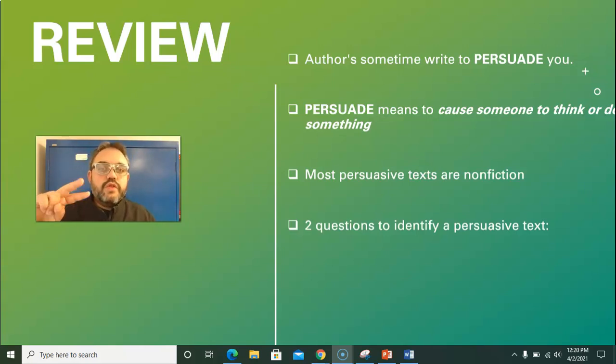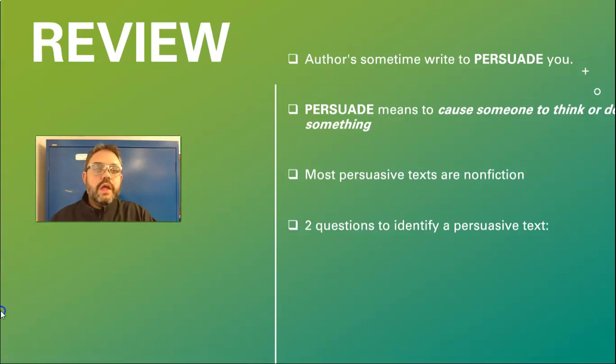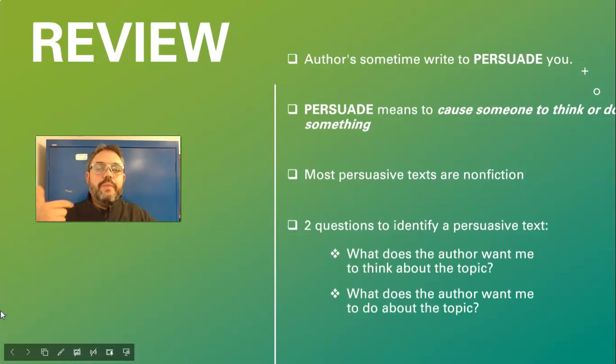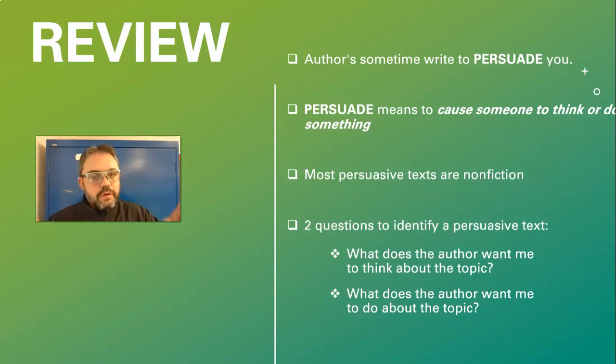We talked about the two questions used to identify a persuasive text, and those are, what does the author want me to think about the topic, and what does the author want me to do about the topic? All right. This has been a very quick lesson on persuasive text. Tomorrow we're going to dive a little bit deeper into some of the techniques that authors use to persuade you. And I will see you guys then.